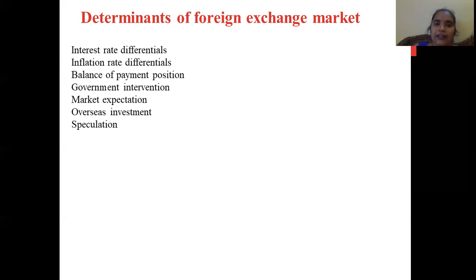So when there is an adverse balance of payment or a deficit balance of trade, the value of that country's currency will be depreciated because the country's position is not so sound. Financially, when the balance of payment position is adverse, it will have a negative impact on the financial position.